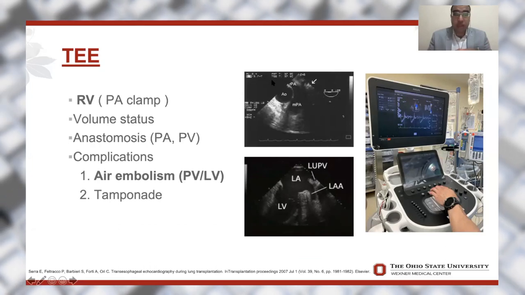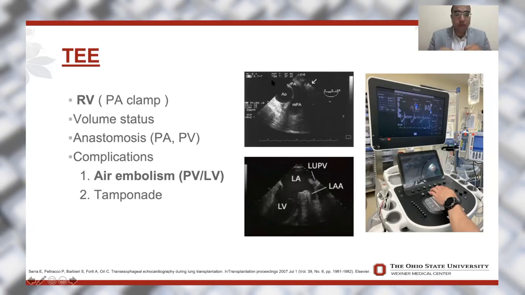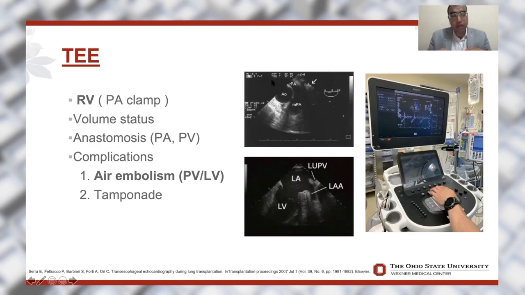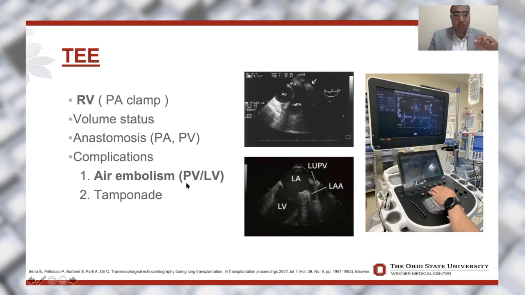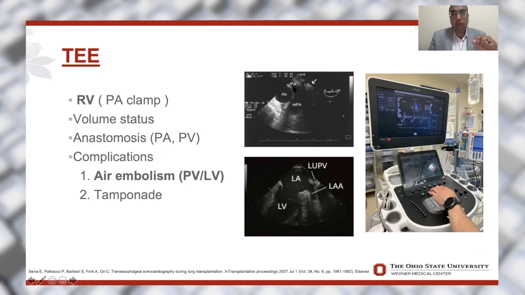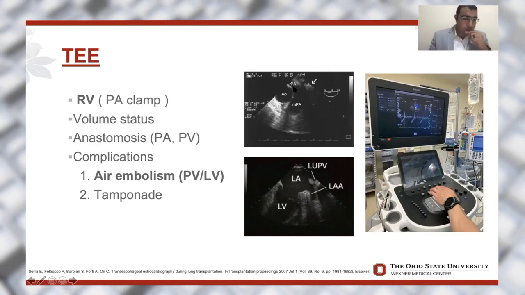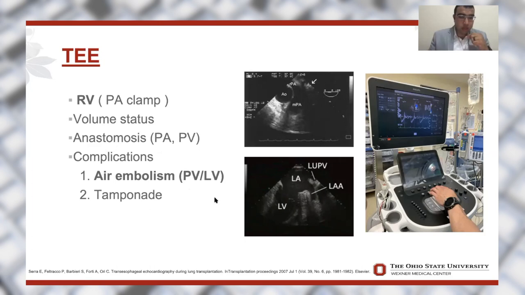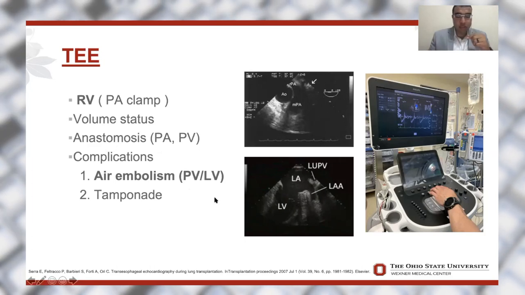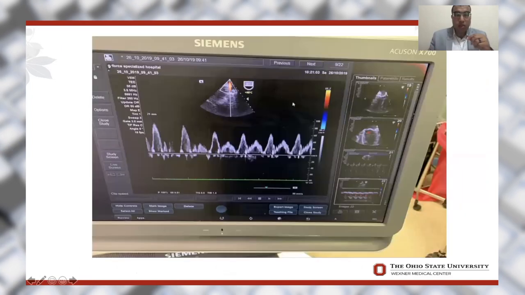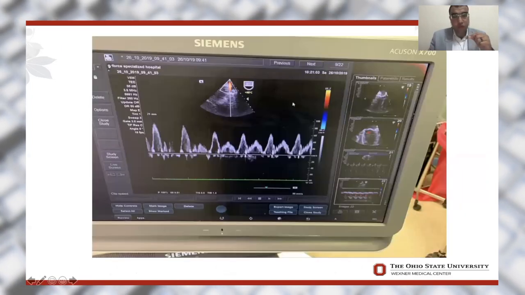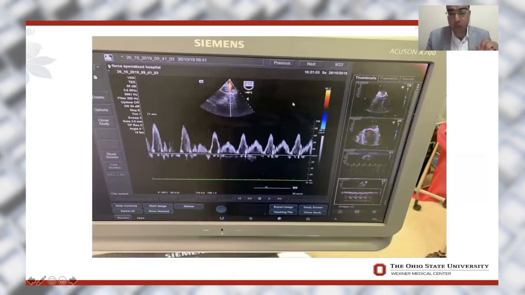You can check the anastomosis of the pulmonary artery and pulmonary vein by duplex, and you can detect any complication like air embolus, especially after connection of the pulmonary vein. Some air in the LA and the LV can for sure cause many complications, up to coronary ischemia. This is a nice quote about the pulmonary venous flow Doppler.